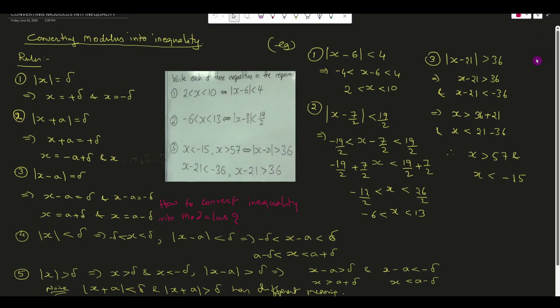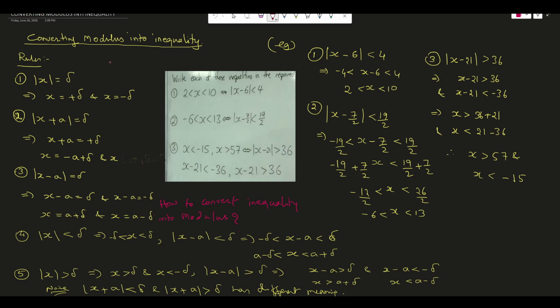Okay. So today we are going to start with a topic called converting modulus into inequality. Now you know already that there is a connection between modulus function and inequalities. So now we are going to really understand in depth the method in which any modulus can be converted into inequality, and also the other way, if an inequality is given to you, how you will convert it into a modulus expression. Both the things you should know how to interconvert into each other.